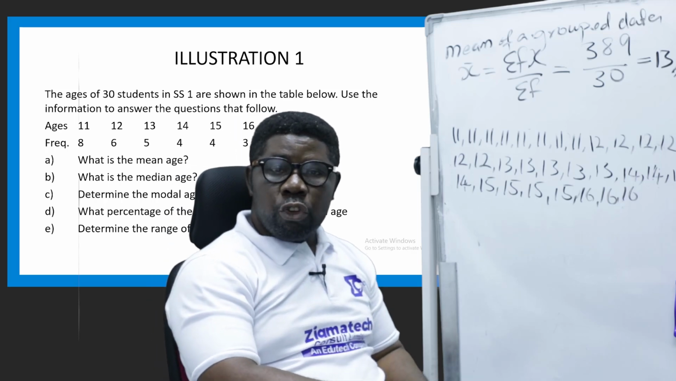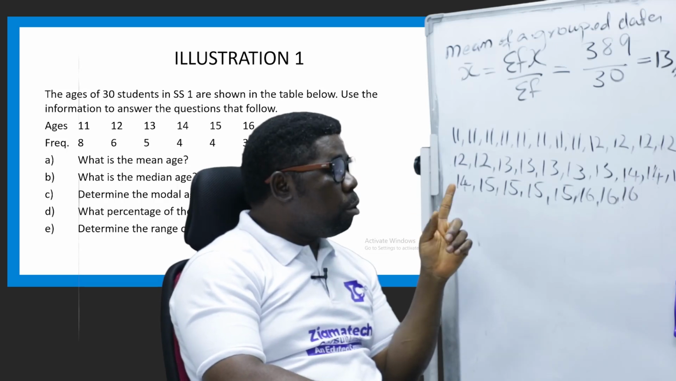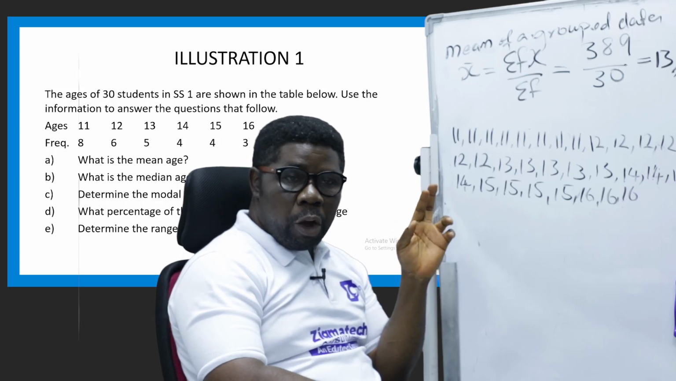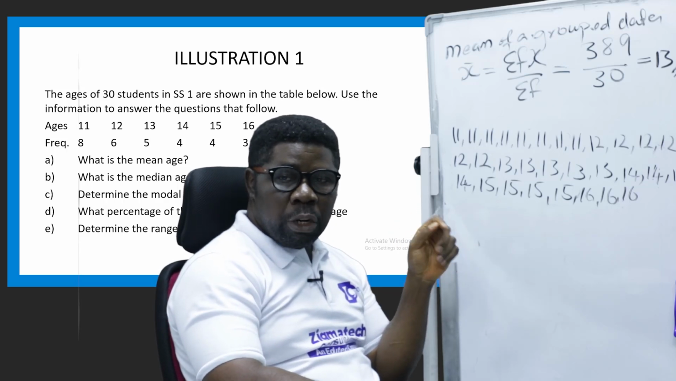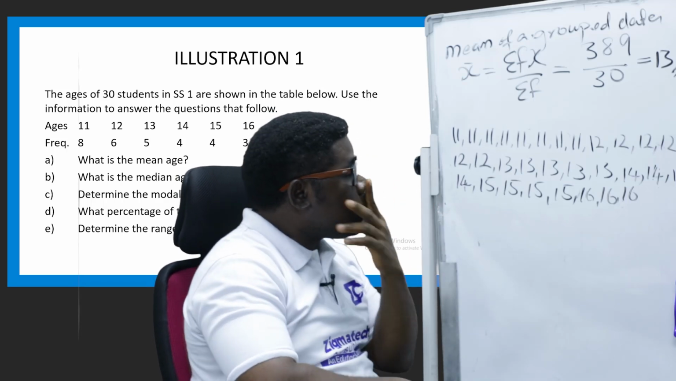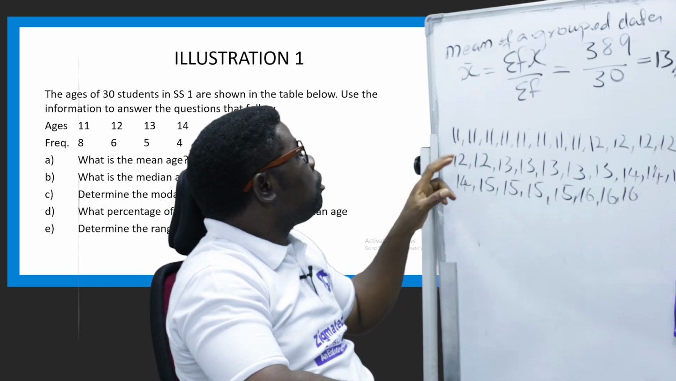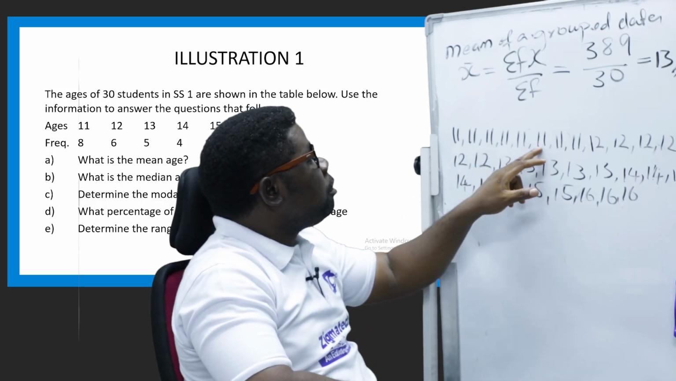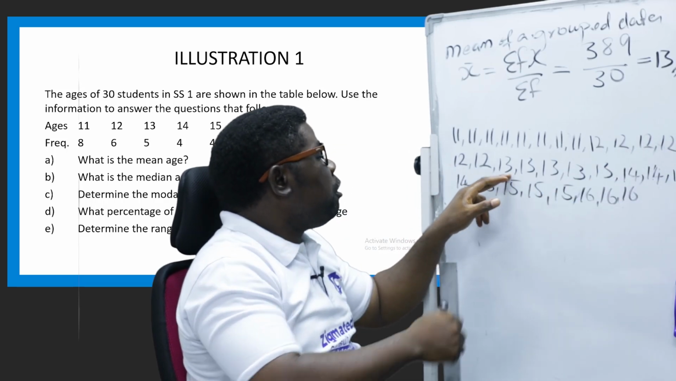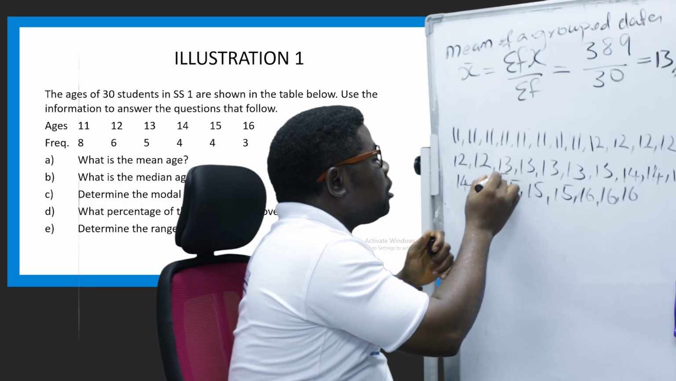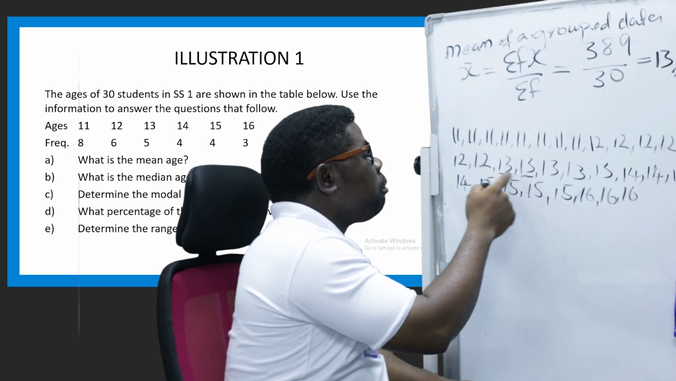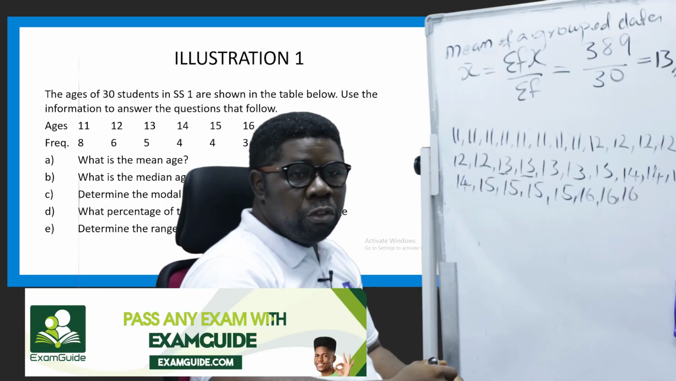Like we said, if it is an odd number, the center number becomes your median. But if it's an even number, you add the 2 center numbers together and divide by 2. Because we have 30 students, we have an even number. So we'll look at the center numbers, the first 15 and the second 15. The first 15 is 13, meaning the second 15 is also 13. So we add the 2 and divide by 2.